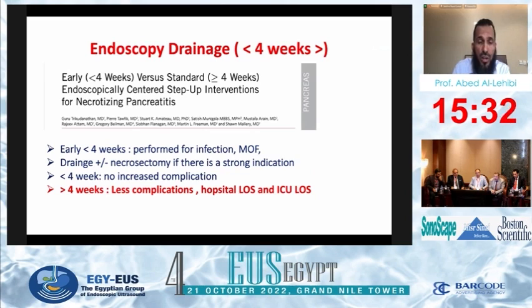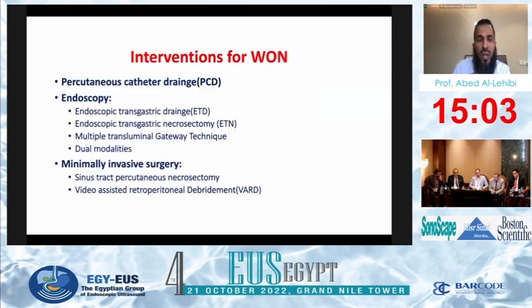So the duration is very important. We have adapted the duration of less or more than 4 weeks from the old surgical literature, because they have to have a walled or mature wall, then you can drain your patient without any complications. But one of the studies showed that in sick patients, with multi-organ failure, you can drain your patient in less than 4 weeks with less complication and also less hospital stay. But we have to stick to our rule. More than 4 weeks is a rule that still applies for our clinical practice.